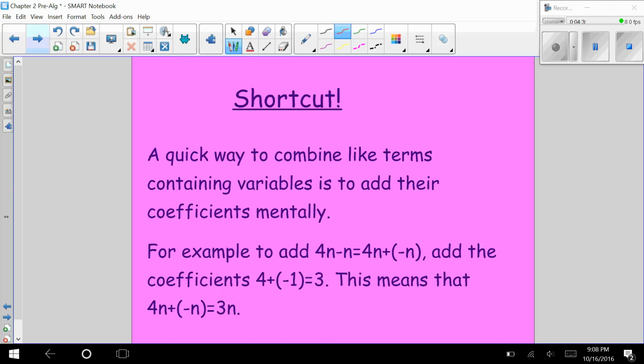There is a shorter way without having to do all of those steps. A quick way to combine like terms containing variables is to add their coefficients mentally. So for example, to add 4n minus n, think of it as 4n plus negative n. We're going to add the coefficients in our mind. 4 plus negative 1 equals 3. So this means that 4n plus negative n equals 3n. We just take those coefficients in our mind, we add them together, or in this case, subtract them, stick that number in front of our variable, and we just combine those like terms.